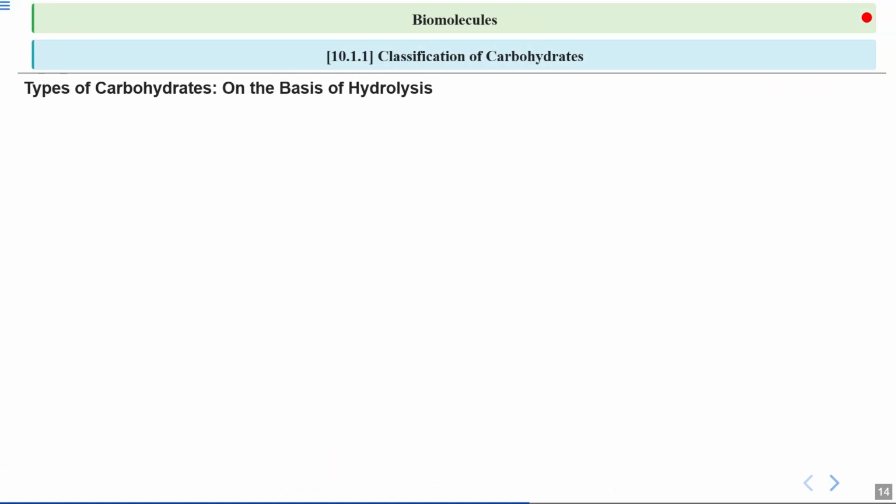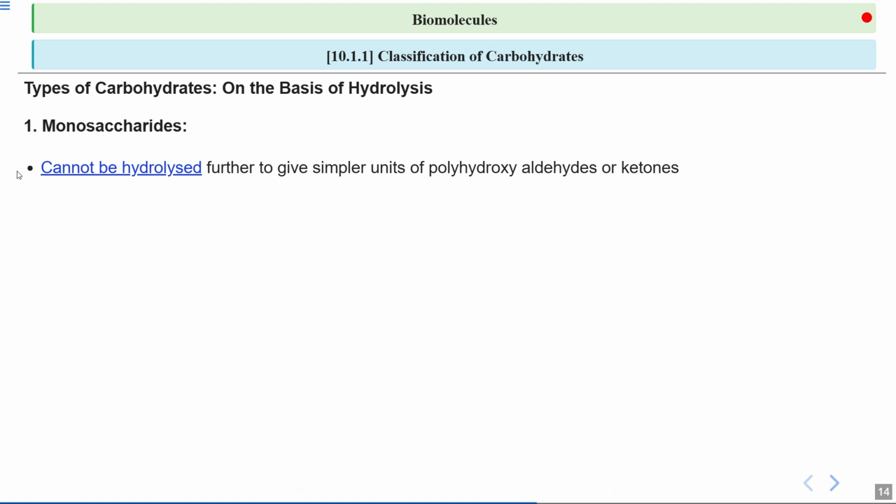Now we will see types of carbohydrates on the basis of hydrolysis. First is monosaccharides. Monosaccharides are the simplest form of carbohydrates. The word mono means one, so these molecules are single sugar units. You can find their meaning from the name itself. Monosaccharides cannot be broken down or hydrolyzed into smaller carbohydrate units.